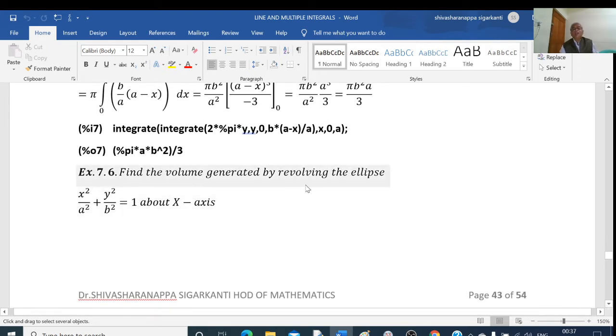Find the volume generated by revolving the ellipse x square by a square plus y square by b square equal to 1 about the x-axis.